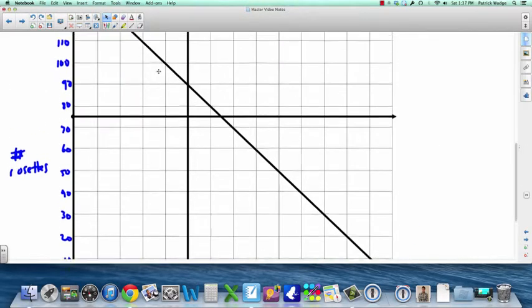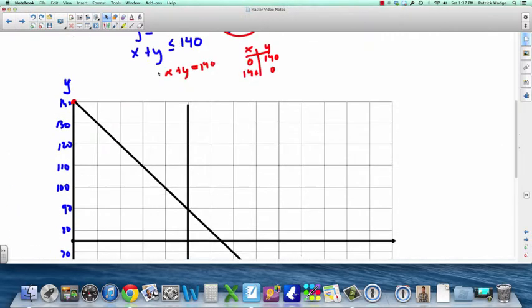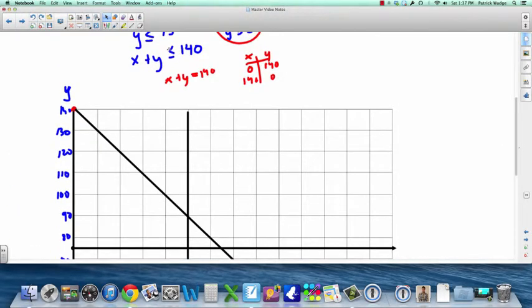My graph's too big. It's hard to see the whole thing at once. Anyway, remember we still have to do a little more graphing for x plus y less than or equal to 140.